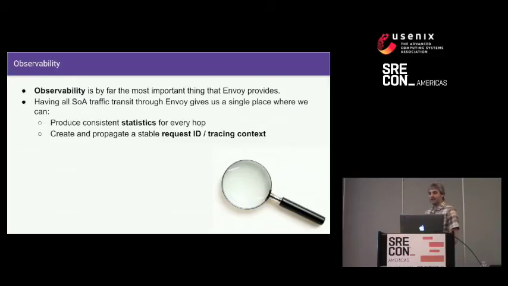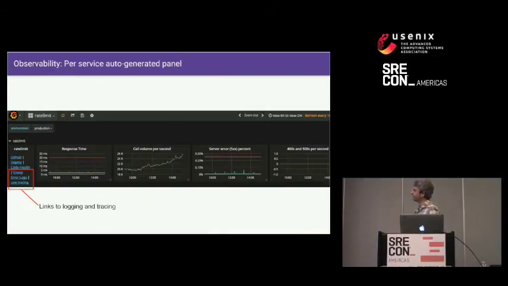We can create and propagate a stable request ID as well as tracing context. This is super important because it allows us to do logging as well as tracing and actually do consistent sampling. If we sample, say, 1% of requests, it's not that we sample a random 1%, which is pretty useless. We can actually sample 1% of requests that flow throughout the entire mesh, which is pretty awesome. And then we can do consistent logging, and we can do tracing, which I'll also show you.